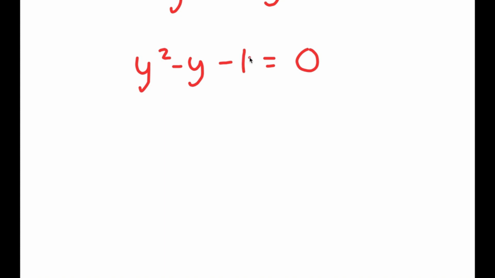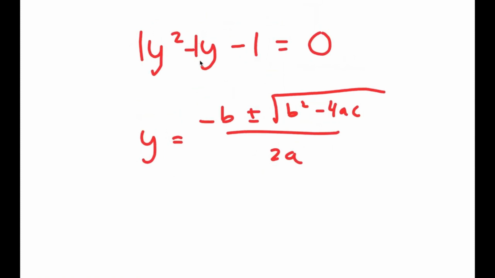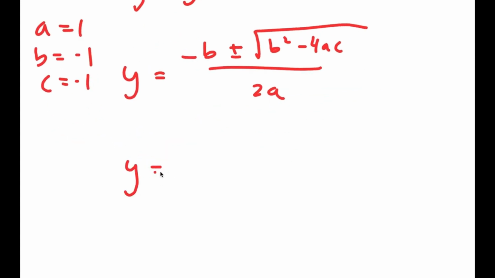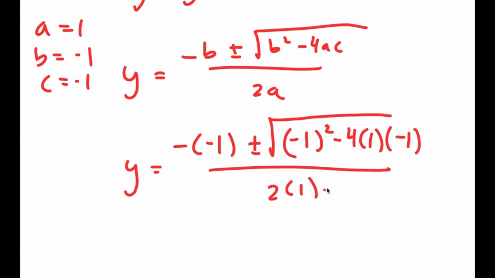And to solve this, I'm going to be using the quadratic formula, which is negative b plus or minus the square root of b squared minus 4ac all over 2a. So in this case, I'm going to look at the coefficients. A is 1, b is negative 1, and c is negative 1. So I get y equals negative of negative 1 plus or minus the square root of negative 1 squared minus 4 times 1 times negative 1 all over 2 times 1.